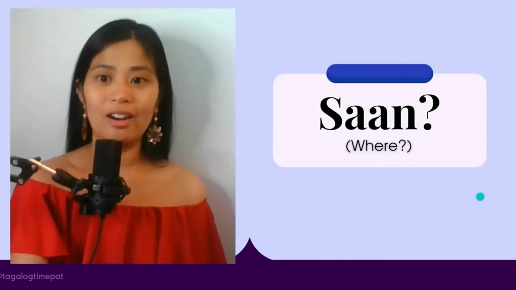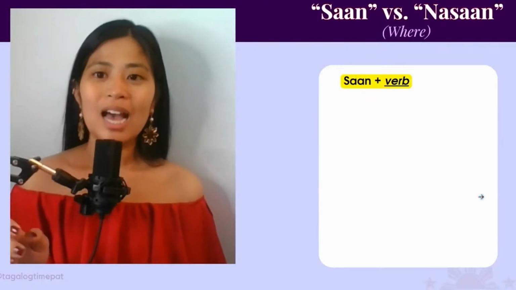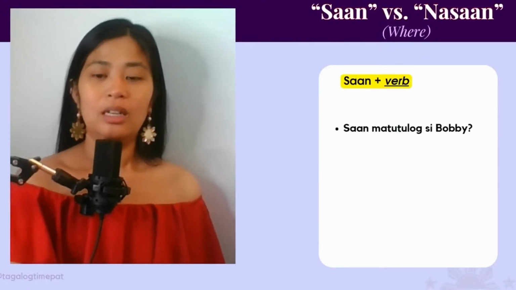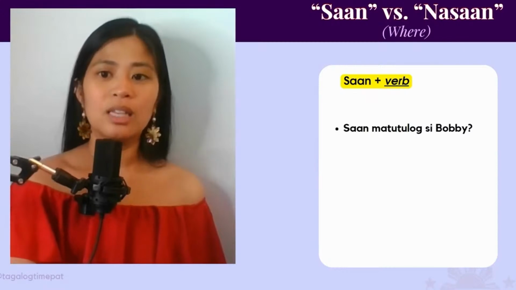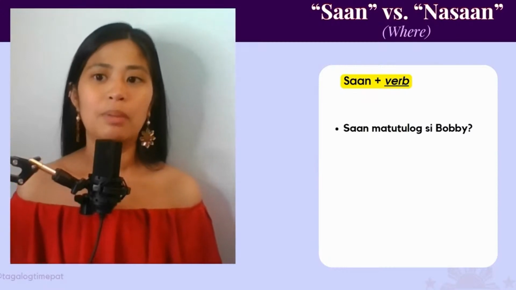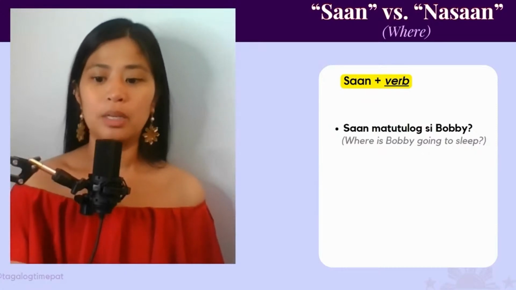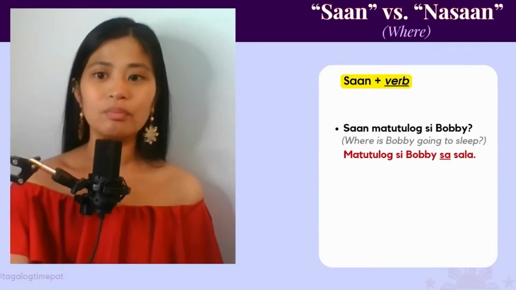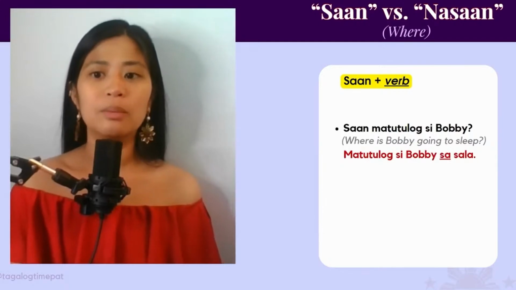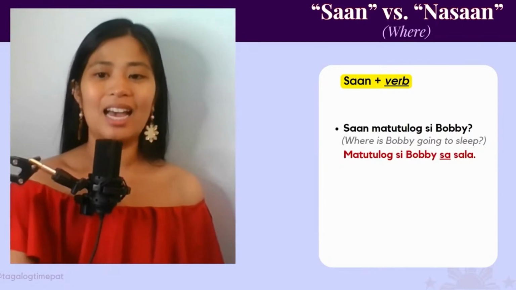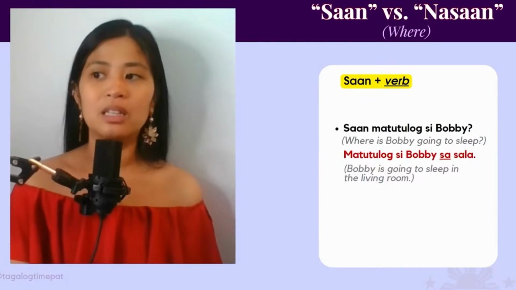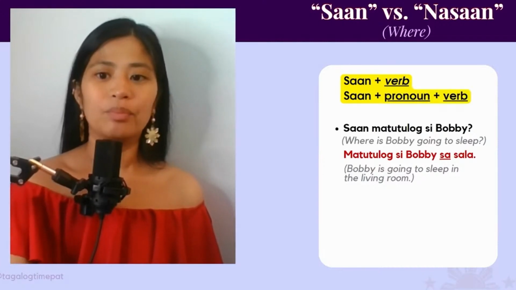The next question we are going to learn is saan. Saan means where. So saan plus a verb. That's an example of how to use this. Saan matutulog si Bobby? Where is Bobby going to sleep? A response is matutulog si Bobby sa sala. Bobby is going to sleep in the living room.